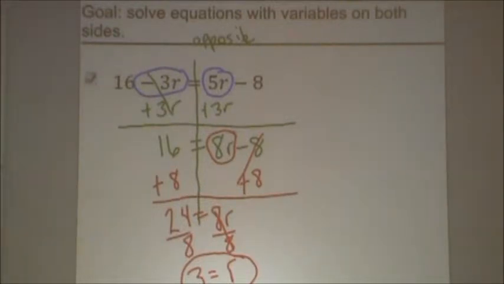Okay, we're going to do another one. Here's your next one. If you need to, pause up the video to get it written down. I'll give you a couple seconds. This one is 5h plus 16 equals 12h minus 2. That blue line really doesn't mean anything, so just ignore that blue line right there.